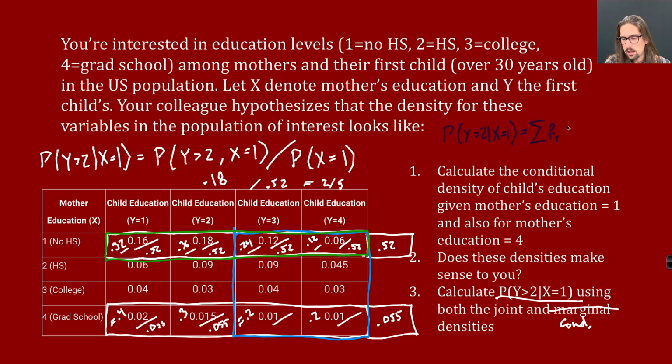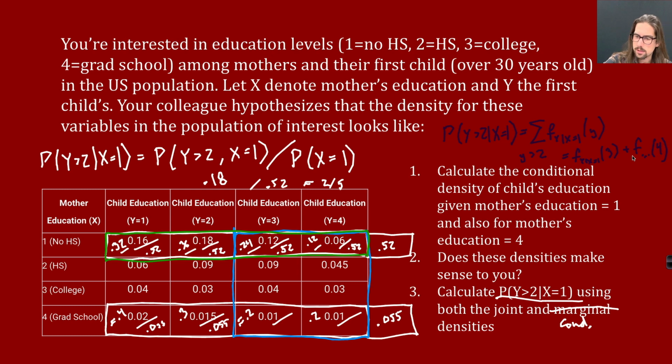of y given x equals 1, little y. I just need to sum over values little y where they are greater than 2. So specifically, y equals 3 and y equals 4, right? So that's going to be the density of y given x equals 1 evaluated at 3 plus the same evaluated at 4. And what are these values?